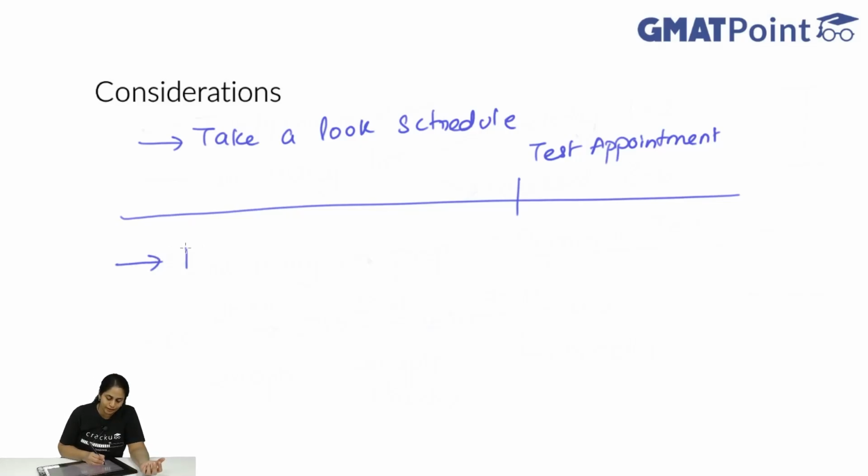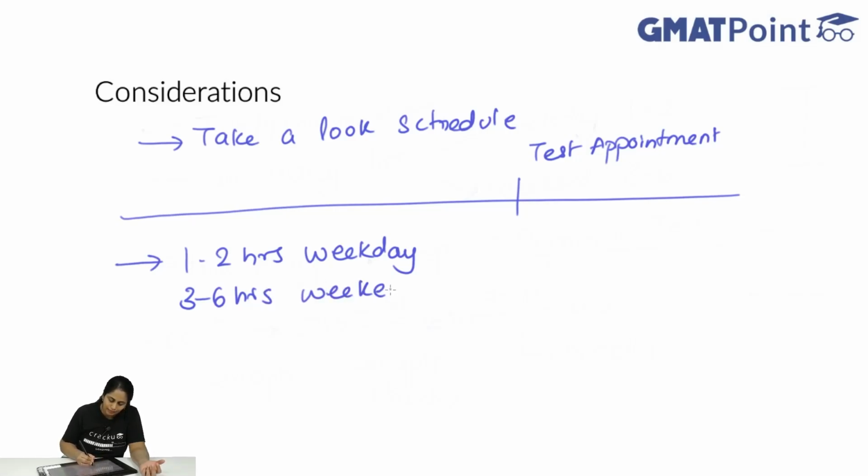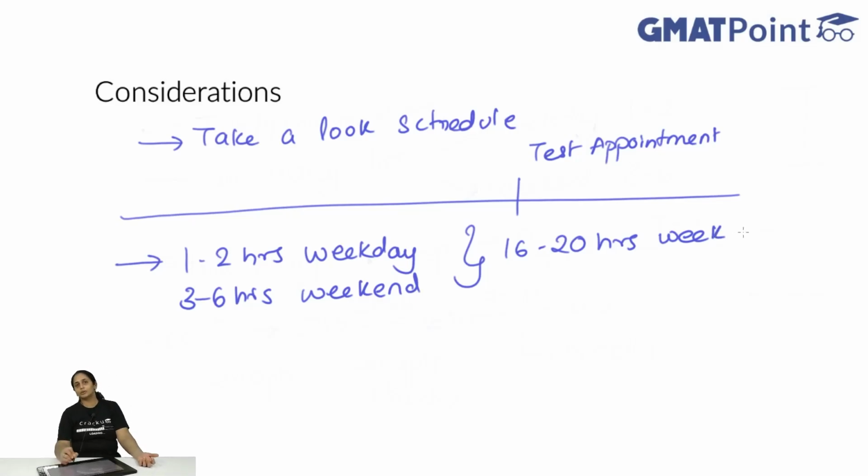So suppose you can give 1 to 2 hours on a weekday, and suppose you can give 3 to 6 hours on a weekend. Okay, so suppose this will be like 10 plus, like 16 to 20 hours you can give over a week, roughly. Now if you can figure out that I can give 16 to 20 hours, the next question that you have to ask is basically how many weeks of preparation is going to be required.